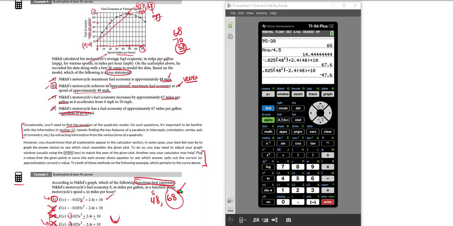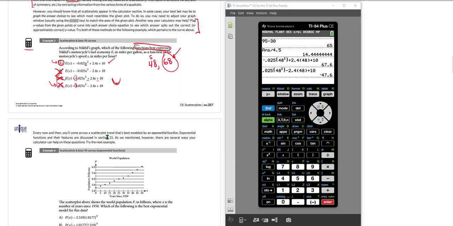So this is another way that you could do a question like example 5. You could pick points from the graph that's given, plug those points into the answer choice equations or functions, and see which of them produce the results or the values that you need.